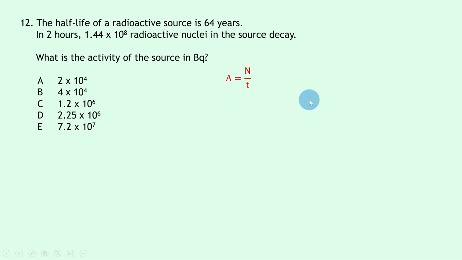So we can substitute in the numbers here with 1.44 times 10 to the 8 for the number of decays or number of nuclei that are decaying, divided by the number of hours in seconds. So we have 2 times 60 times 60 to get it into seconds. So 2 times 60 gets it from hours into minutes, and then times by 60 again gets the minutes into seconds. And putting that into your calculator should give a final answer of 2 times 10 to the 4 becquerels. And this means our answer is option A.